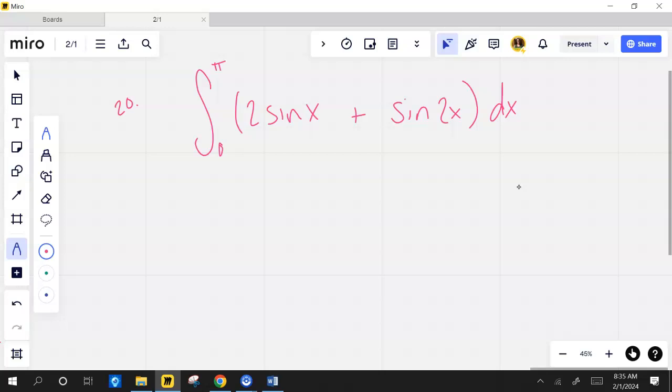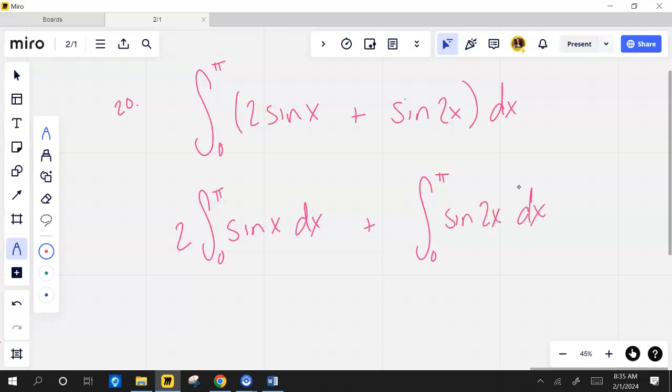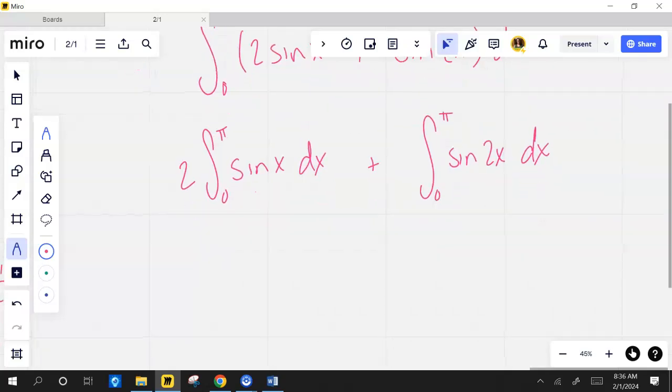I'd split this up into 2 if I'm doing this one, of course. And I'm going to pull that 2 on the outside, too. What's your side, Brian? You still need me to work this one now that you know to split it up? Just do it. What's the antiderivative of sine x?